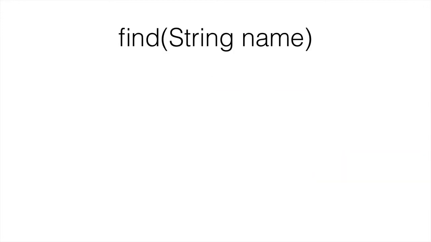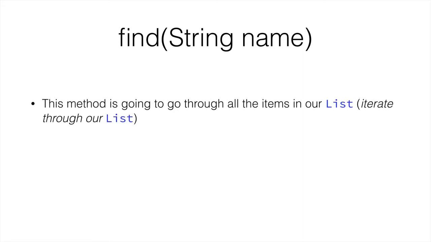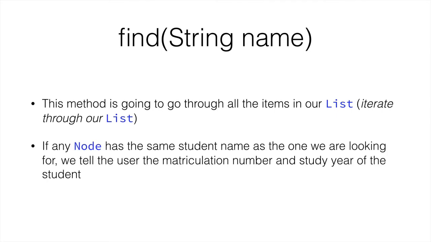Okay? So how would we find a node? The find method is fairly simple. We go through all the items in our list, we iterate through our list, and we'll see how we do that in a second. And if any node has the same student name as the one we're looking for, then we print the details out.